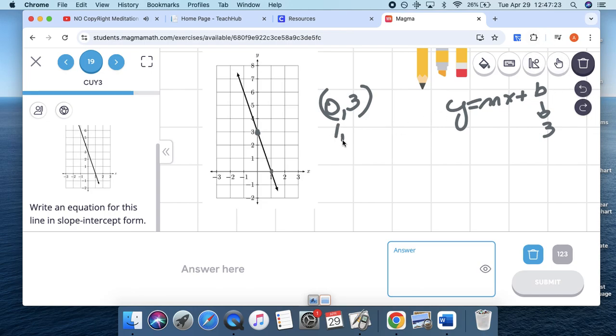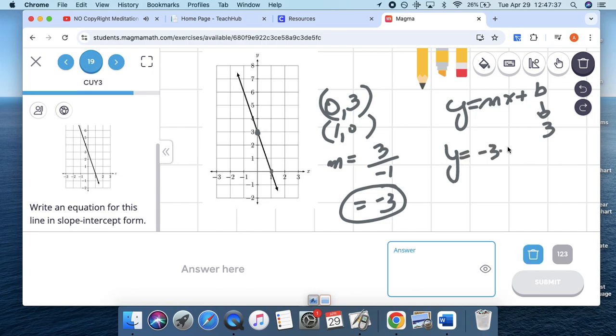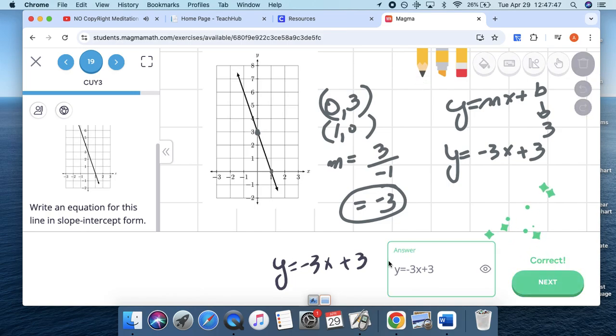(1, 0). So let's do y2 minus y1 and all that. I get 3 minus 0, which is 3, over 0 minus 1, which is negative 1. 3 divided by negative 1 is negative 3. So there's my slope. Now I have to plug it in here. y equals negative 3x plus 3. Let's see if that works. y equals negative 3x plus 3. Yay.